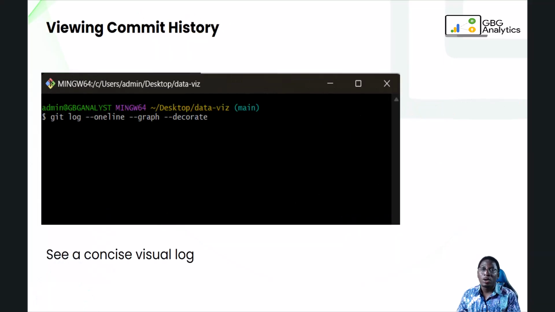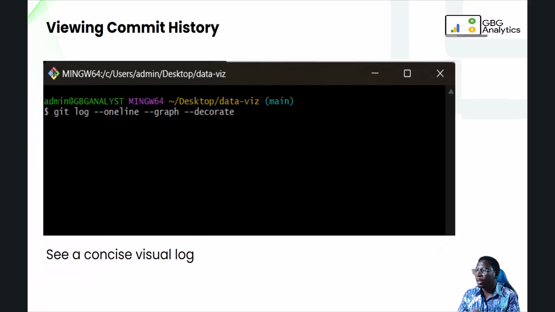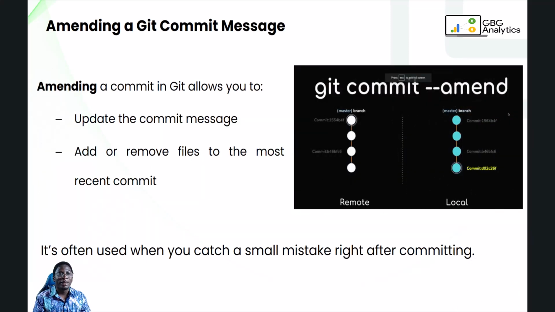You can see a concise visual log of your Git repository by using the command git log --oneline --graph --decorate, and that will show you a concise visual log of your repository. Now let's talk about amending a Git commit message.